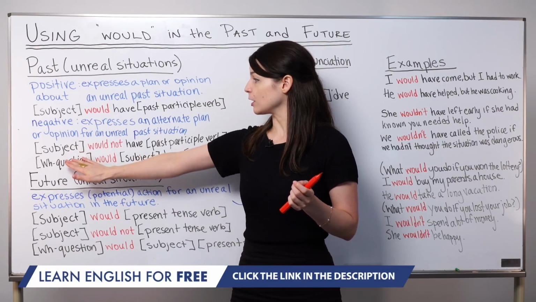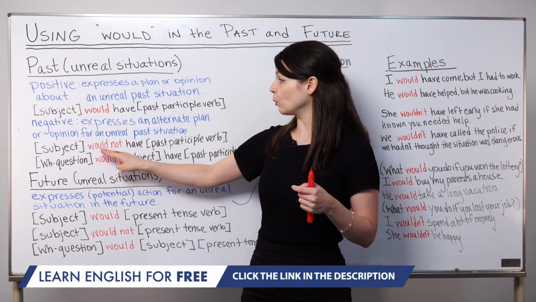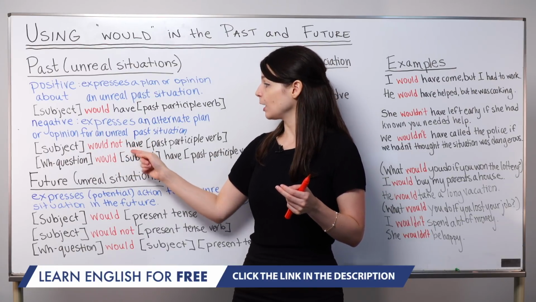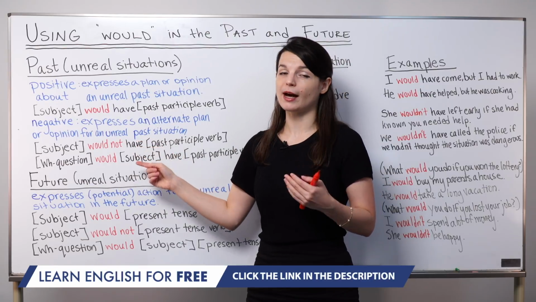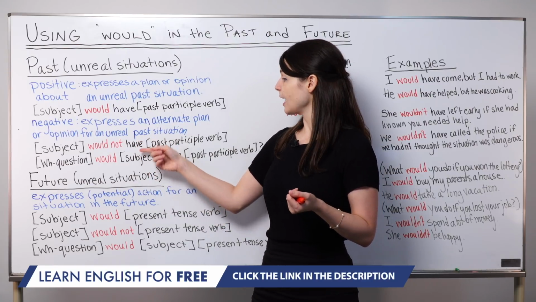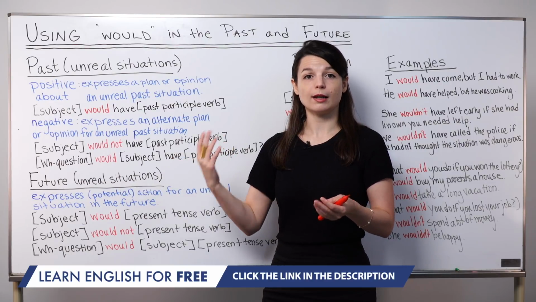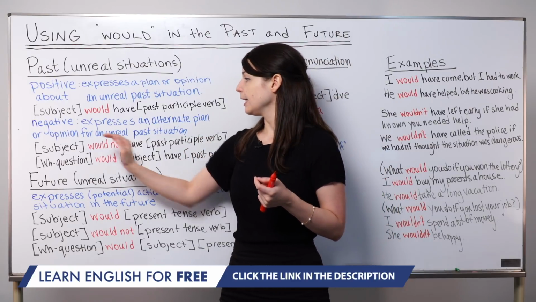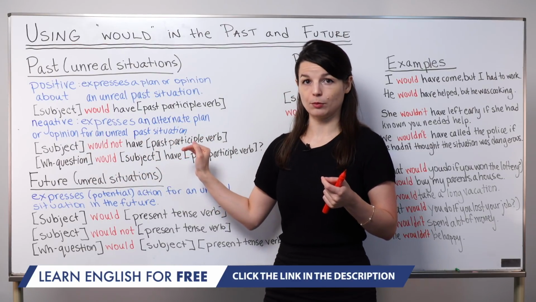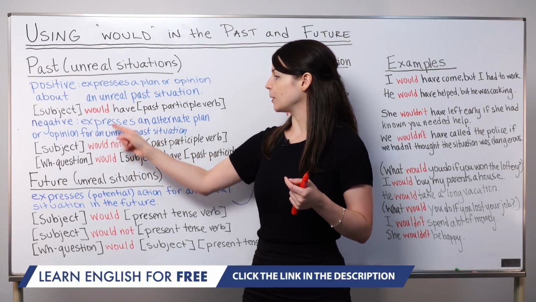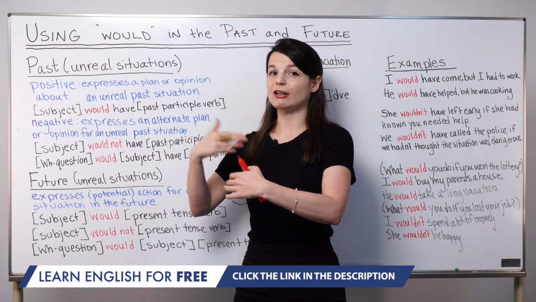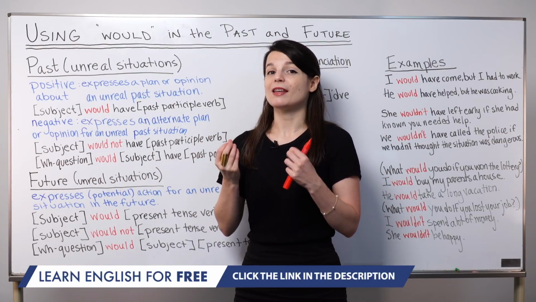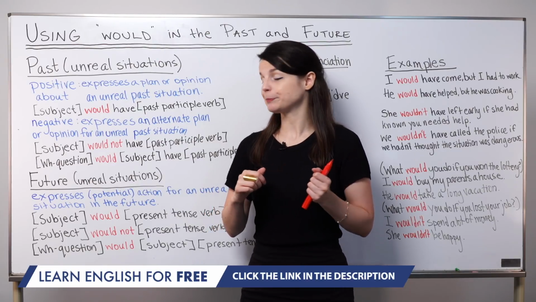We make this by using, again, the subject followed by would. To make it negative, we add not. Subject would not, and we use the same have plus the past participle verb. Would not have past participle verb. So in my example just now, I said, I would not have called you, or he would not have come, for example. When we're using the negative form, there's often some kind of other information. So we're talking about some maybe condition, often with if. So again, I'll show that in just a moment.